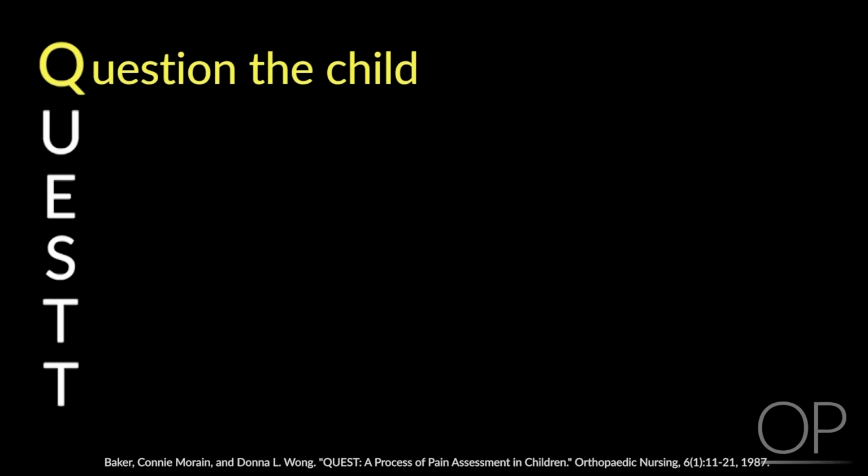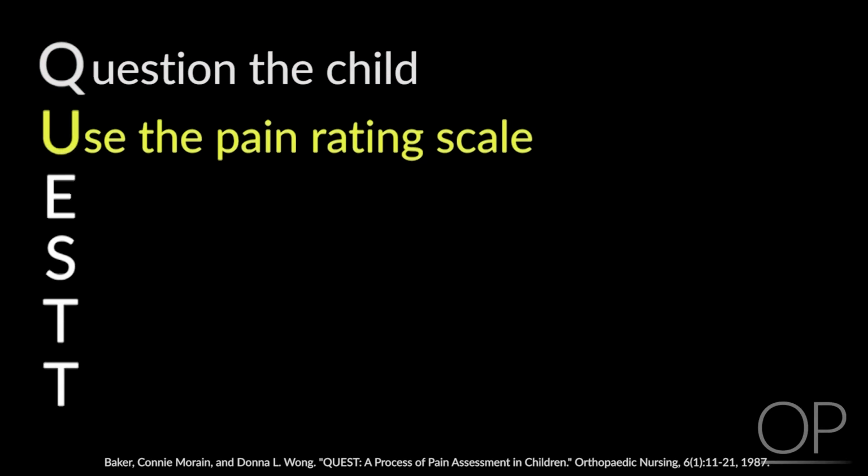This is the basic pain history that we're all very familiar with. Where do you have pain? How much pain? When did it start? What does it feel like? All of those things. Secondly is U, which is use the pain rating scale.